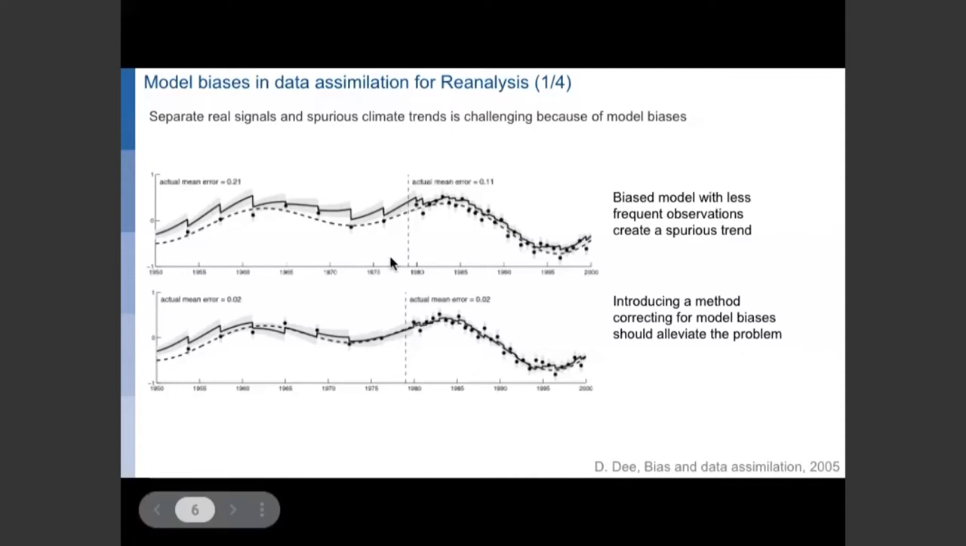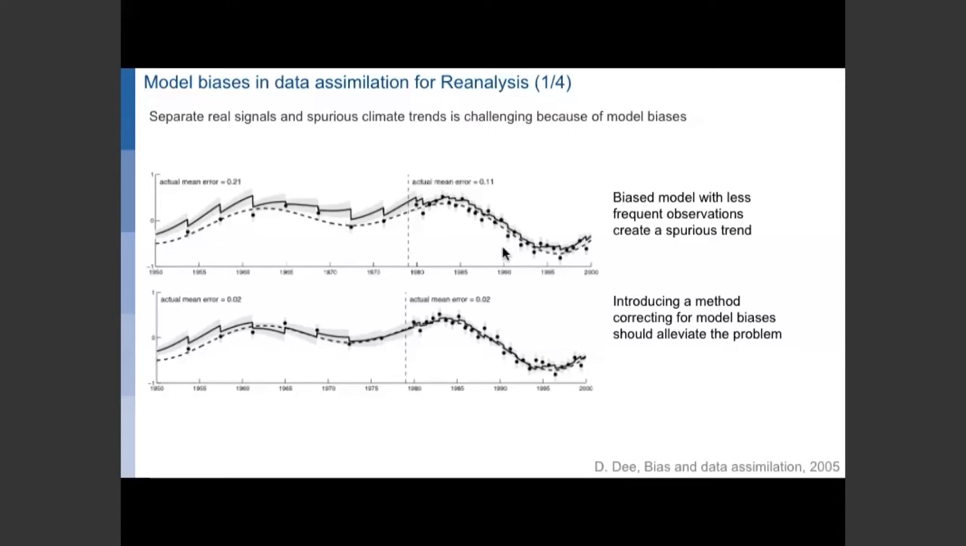So here, before 1979, you've got only a few observations, so you're only pulling the model a little bit towards the observations. And after 1979, you've got loads of observations, so you're pulling the model more. What it means in terms of trends is that you will introduce a spurious trend. The mean error in your reanalysis will be larger before the satellite era and smaller during the satellite era.